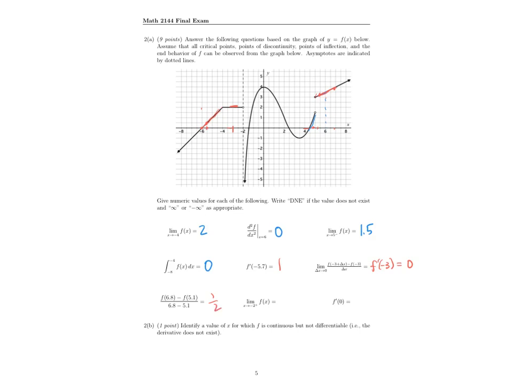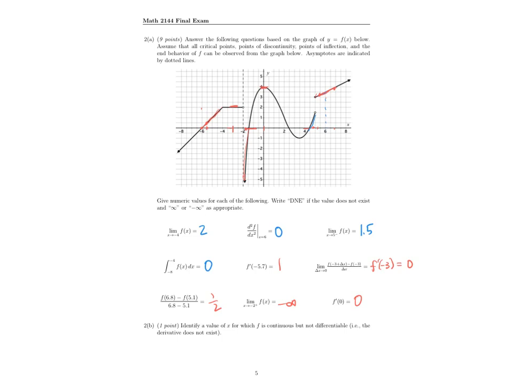Then I want the limit as x approaches -2 from the right. So as x approaches -2 from the right, my function is going off to -infinity. And then f prime of 0. So when x equals 0, the derivative there is 0.